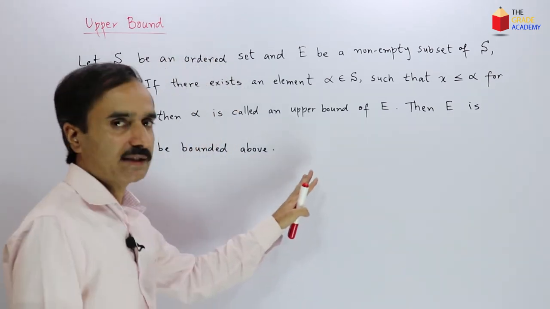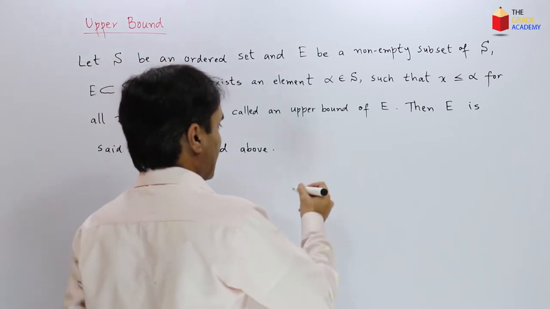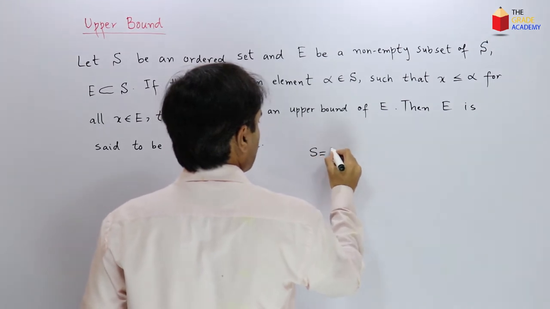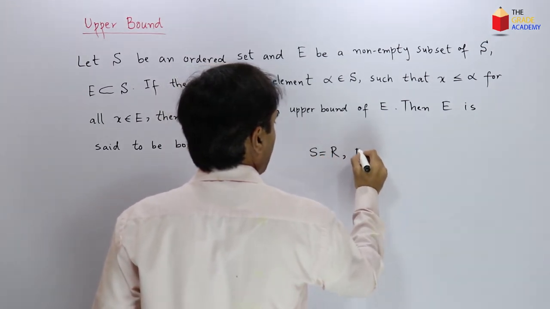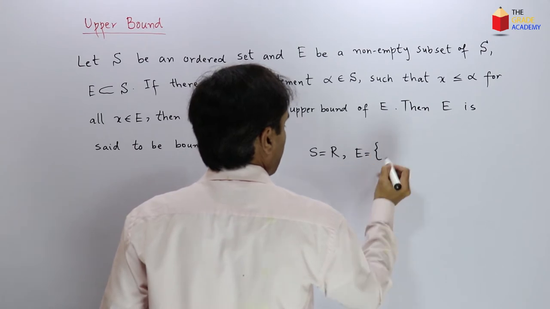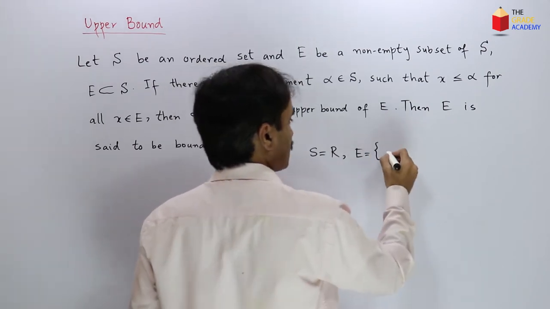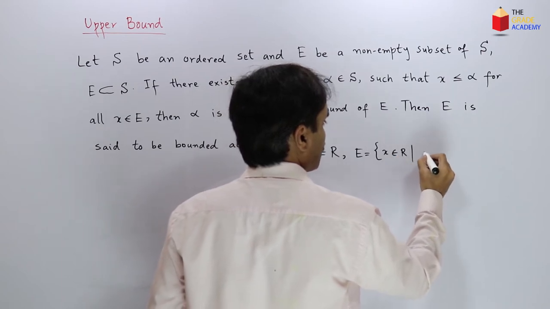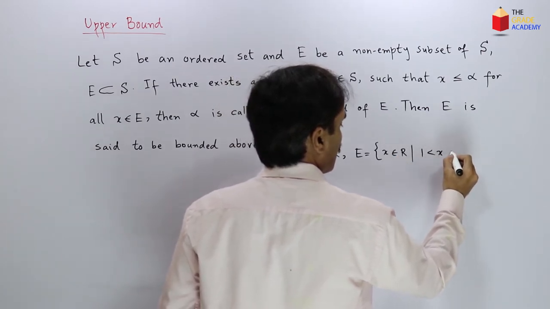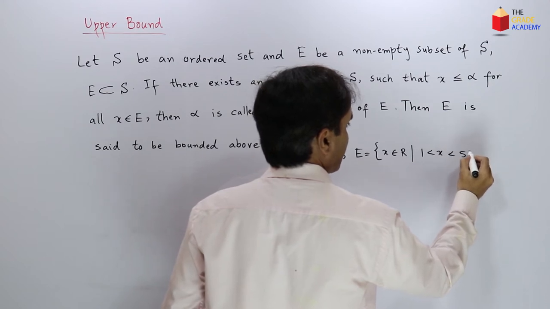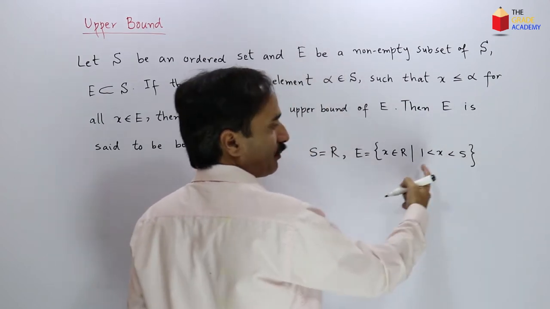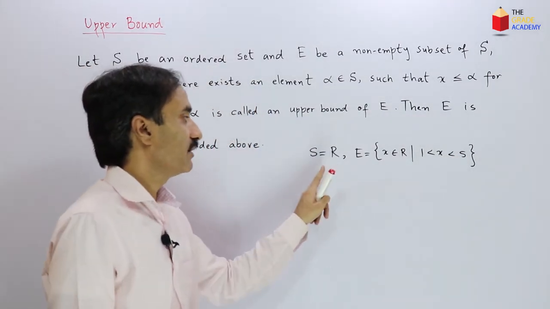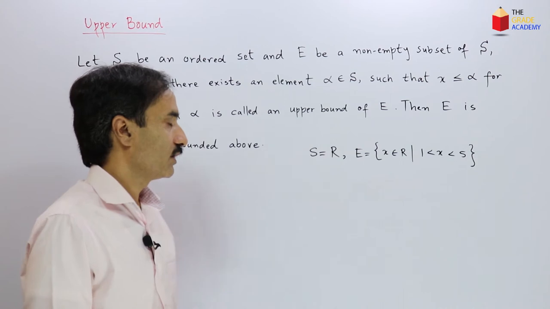So let us explain this with an example. So let S be equal to the set of real numbers and E be any subset of the set of real numbers. So it is the set of all real numbers x such that 1 is less than x is less than 5. So the set of all real numbers between 1 and 5. So this is E and S is the set of real numbers.